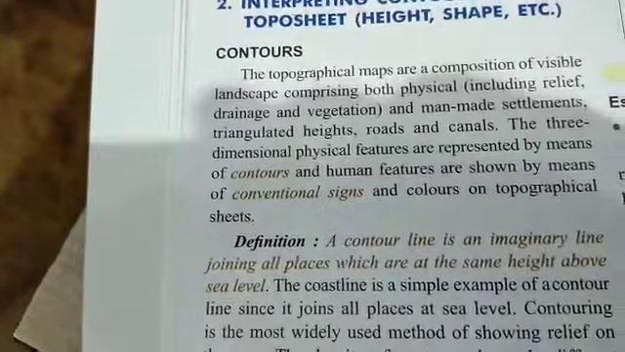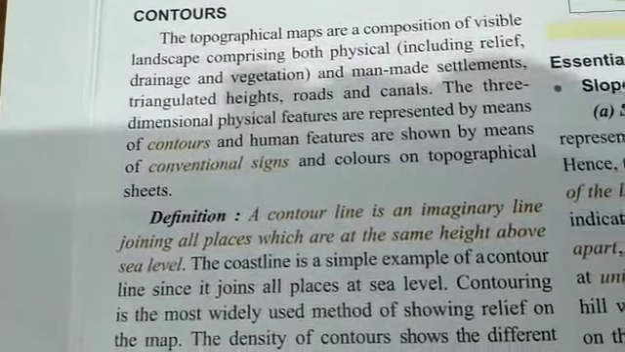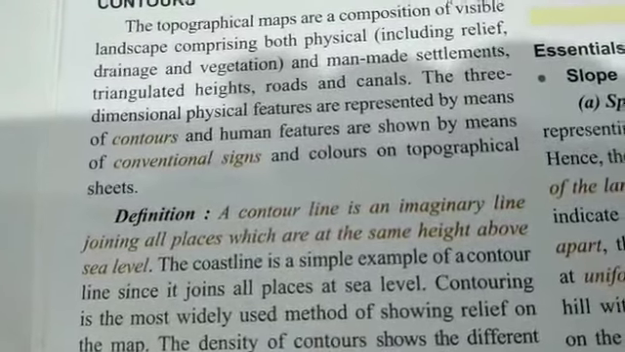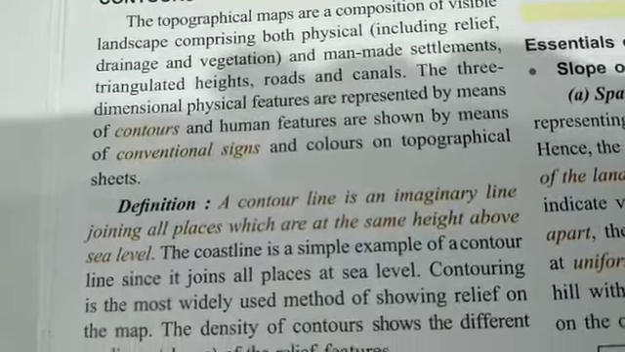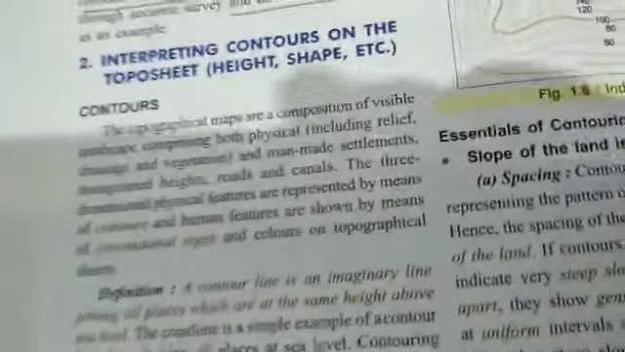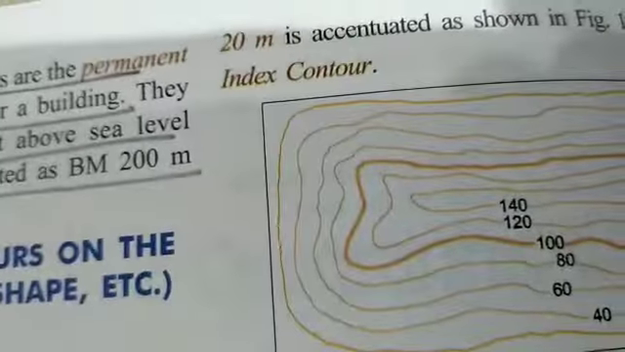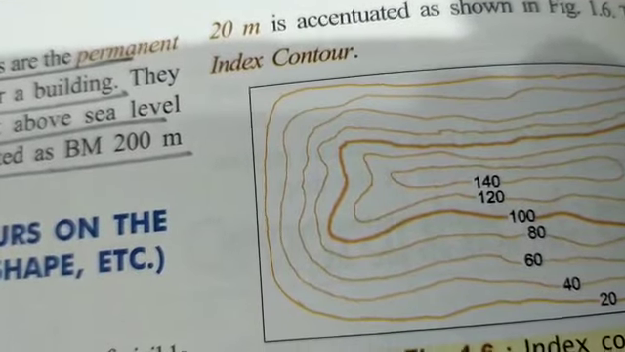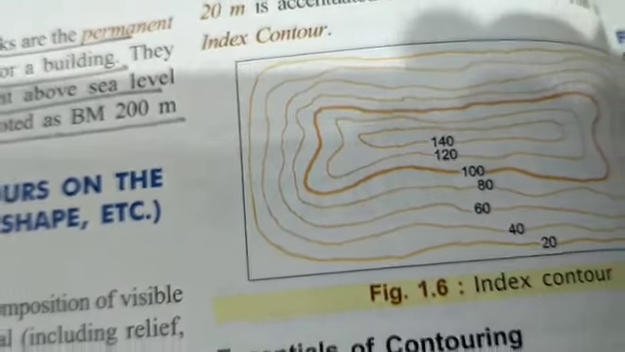You must be thinking, madam has just started with it. Now let me first tell you what a contour line is. Now you can see the contour here. A contour line is an imaginary line joining all the places which are at the same height above the sea level. Yes, all the lines which have the same height above sea level are called contour lines.